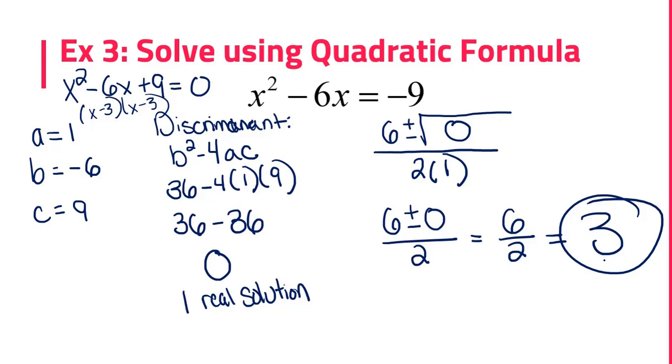That can happen, especially if the answer is a nice answer. Quadratic formula is best used when it's going to be an icky answer that we can't factor.